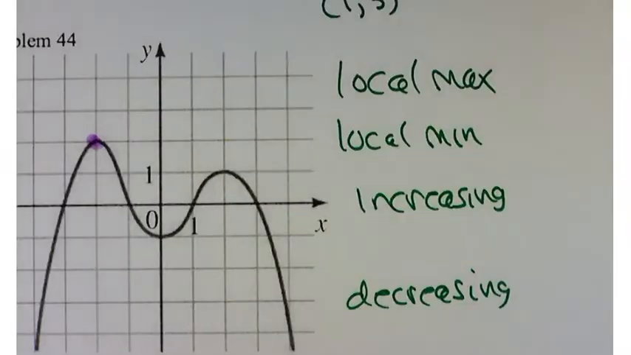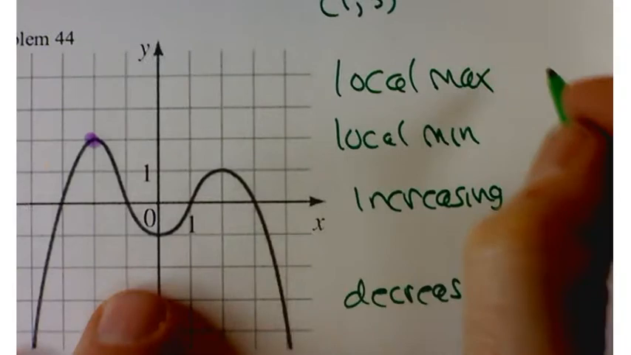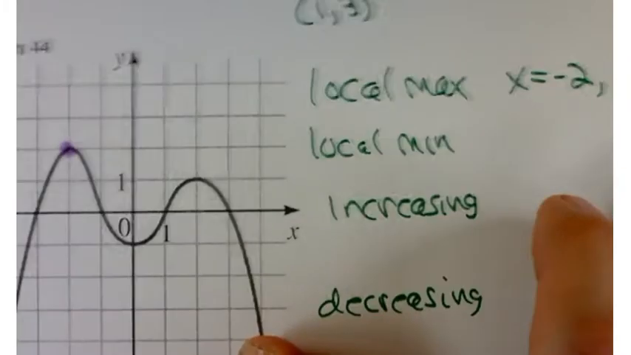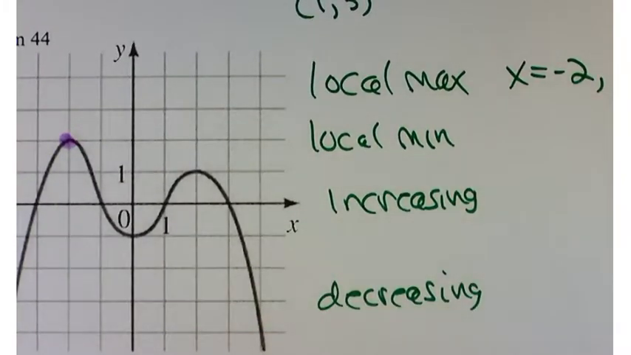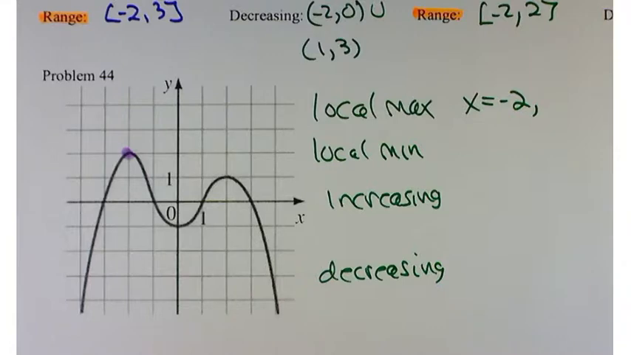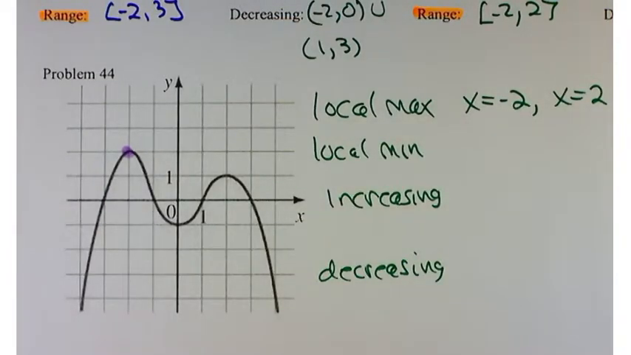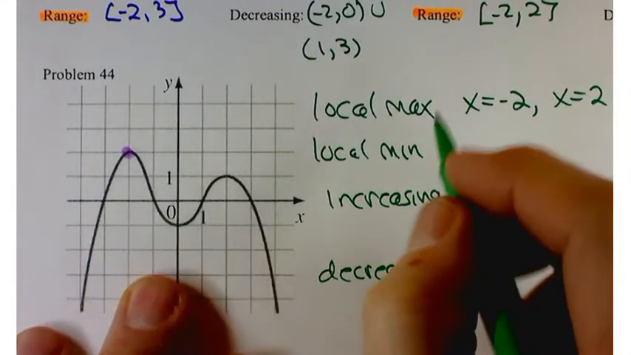Good. Now, as far as the local max is concerned, I have to be careful, and so do you, about what's being asked for. In this particular case, I believe they're just asking for the x-coordinates, so -2 would be the x-coordinate of that local max. We've also got another local max. Yeah, at 2. So -2 and 2 are the local maxes. Where's the local min? Yeah, x equals 0 is the local minimum.